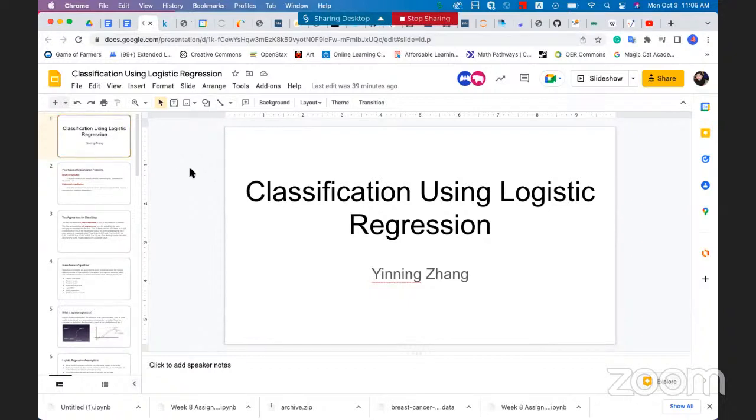Okay, this week we'll introduce classification. We mentioned supervised learning last week, right? When the target variable is a numeric variable, we use regression. And when the target variable is categorical, we call it classification. So today we will talk about classification with the logistic regression algorithm.